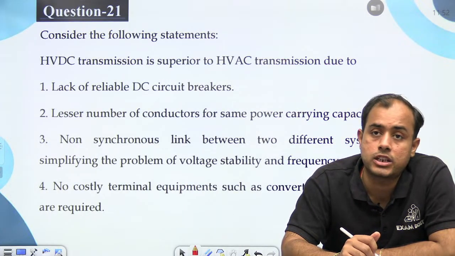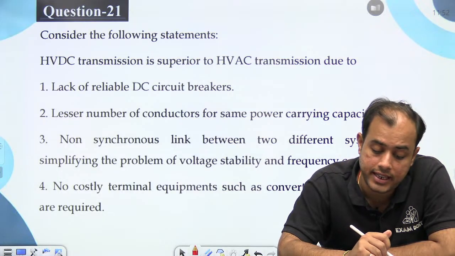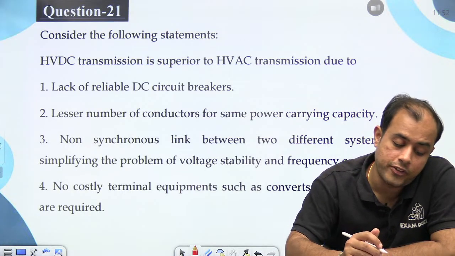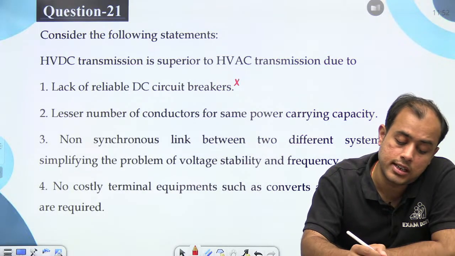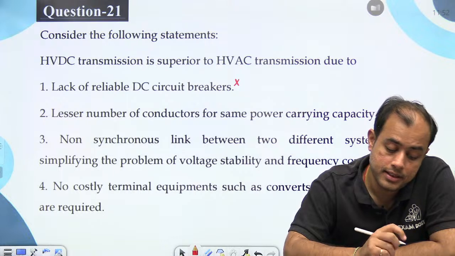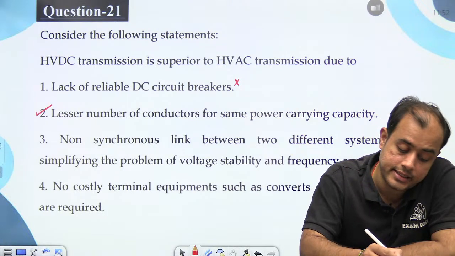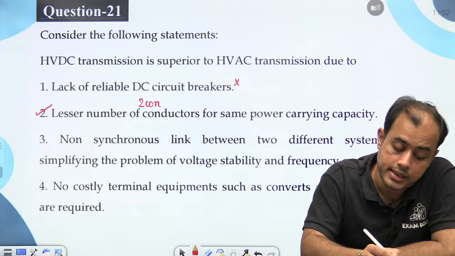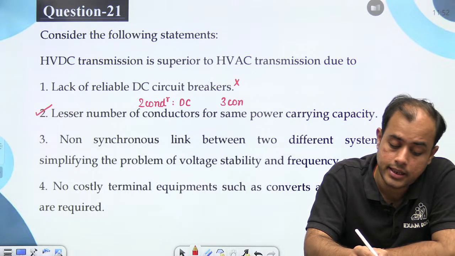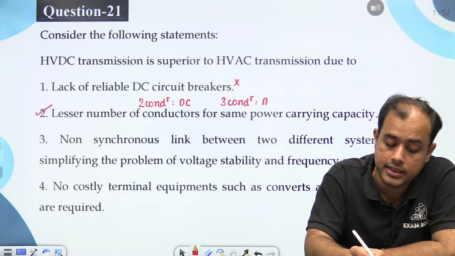HVDC is superior to HVAC because of, ESE 2009. Lack of reliable DC circuit breaker. That is the opposite. Only if there are reliable circuit breakers will it be superior. Lesser number of conductor. Yes. 2 conductor in DC and 3 conductor in AC. 3 phase needs 3 conductors.